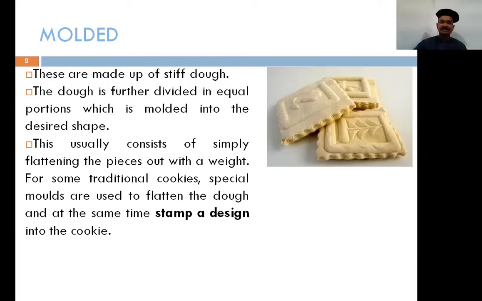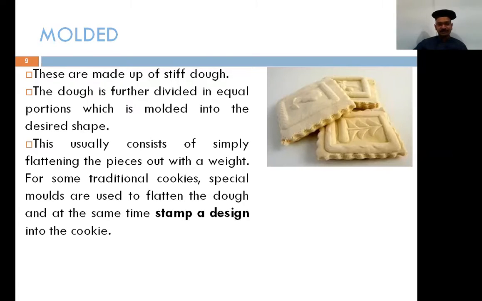This usually consists of simply flattening the pieces out with a weight. For some traditional cookies, special molds are often used, or at the same time you get to stamp your product name on top, or you get to stamp a design on that cookie.